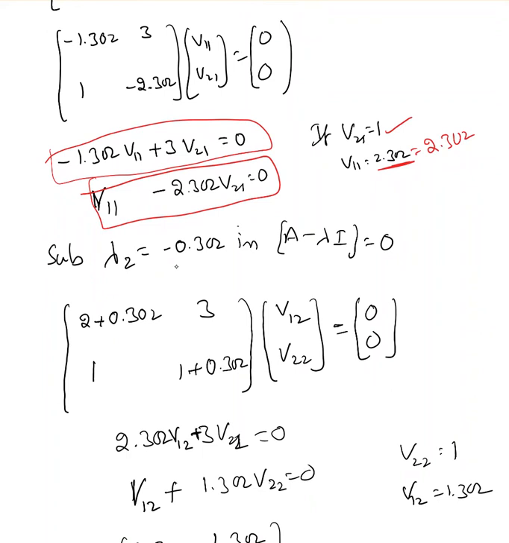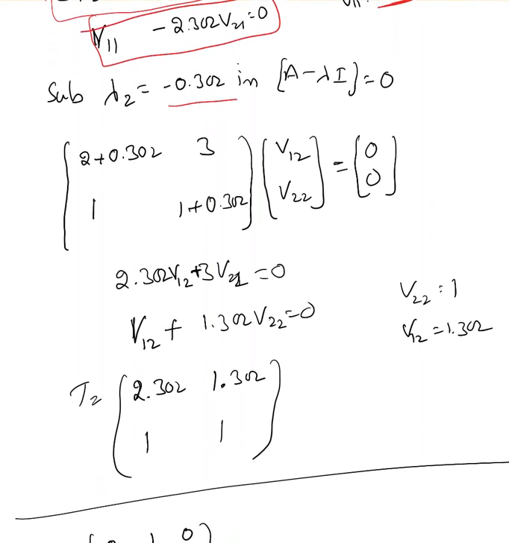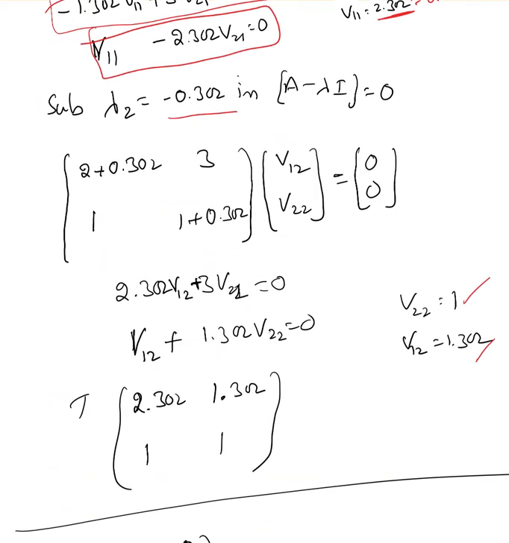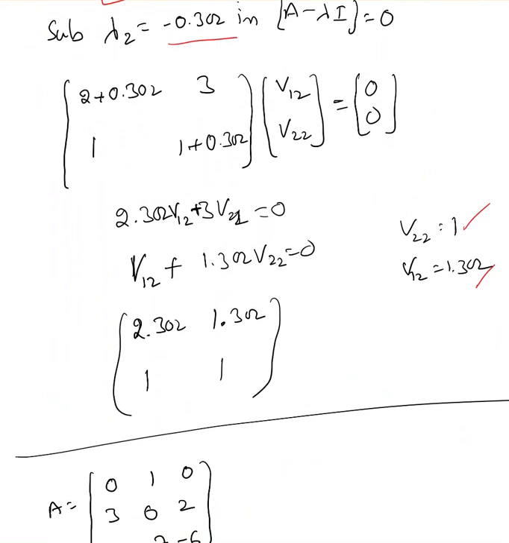Same way, I substituted lambda 2 equal to minus 0.302 in A minus lambda I. I end up with v22 equal to 1 and v12 equal to 1.302. So my T matrix, T equal to [2.302, 1; 1.302, 1]. That is my transformation matrix.